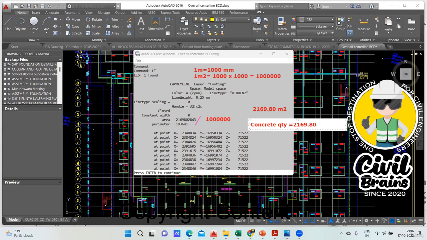2169.80, you multiply this by the depth. Depth we have 1 meter. I'll multiply this by 1 meter. 1000 mm was there, so it's in meter, so no problem. If you multiply this directly, you're going to get the concrete quantity.